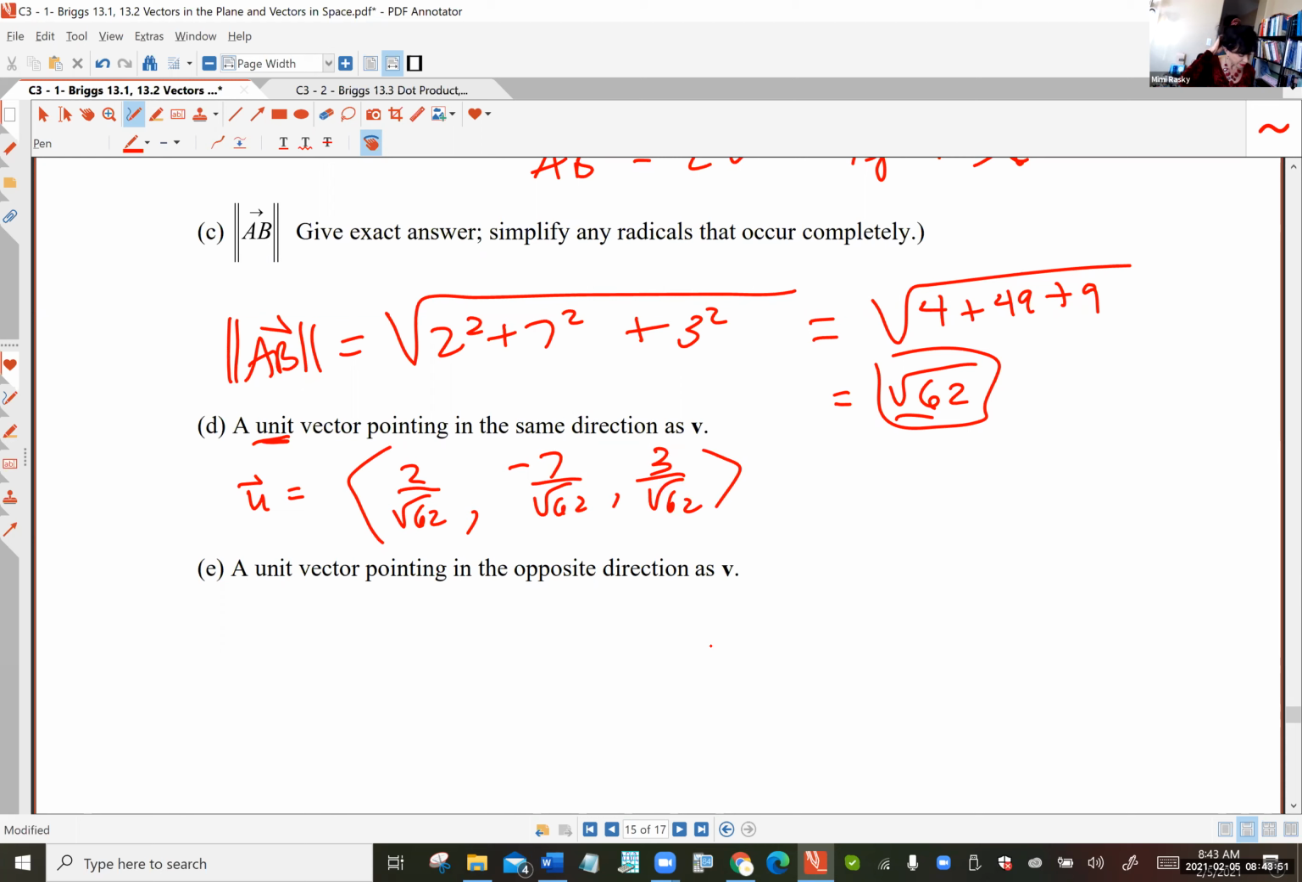And letter E, unit vector pointing in the opposite direction. So they basically are asking us for the opposite of U, or negative U. And we're just going to invert all the signs here.